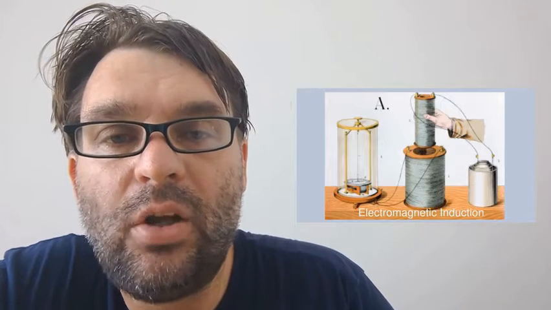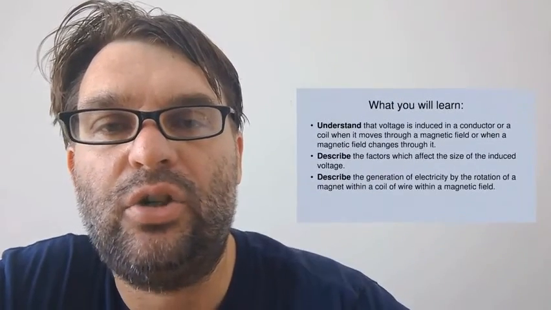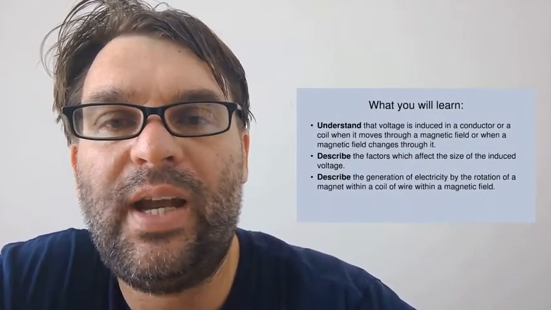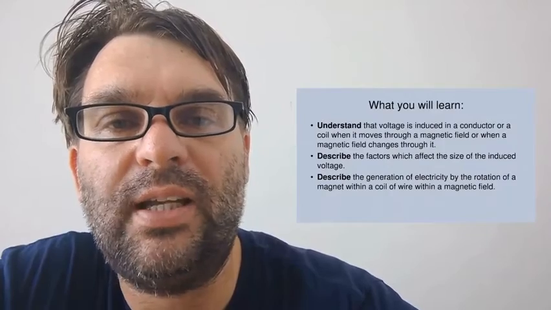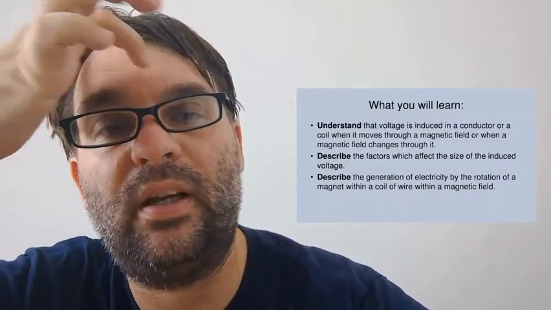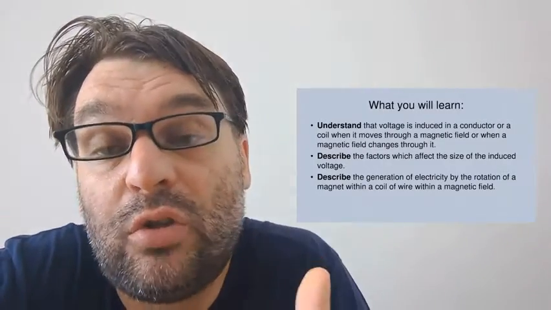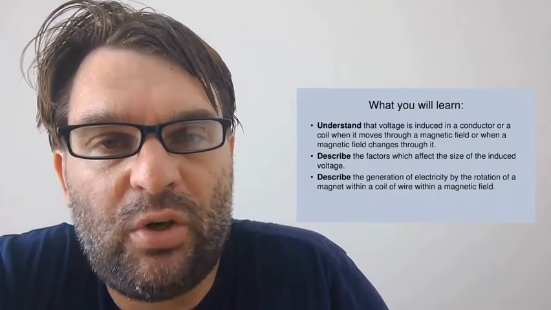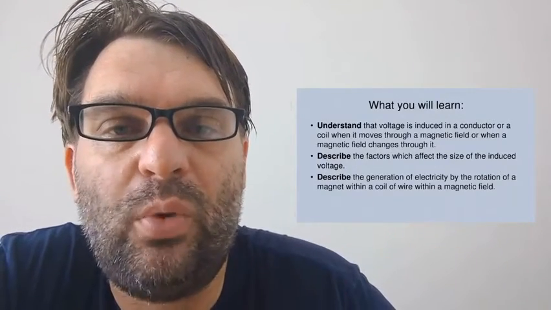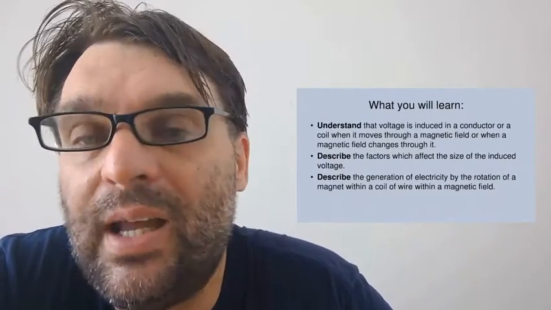So welcome to today's lesson on electromagnetic induction. So what are we going to learn? Well, we're going to understand that voltage is induced in a conductor or a coil when it moves through a magnetic field or when the magnetic field changes around it. Describe the factors that affect the size of this induced voltage and describe the generation of electricity by the rotation of a magnet within a coil of wire within a magnetic field.